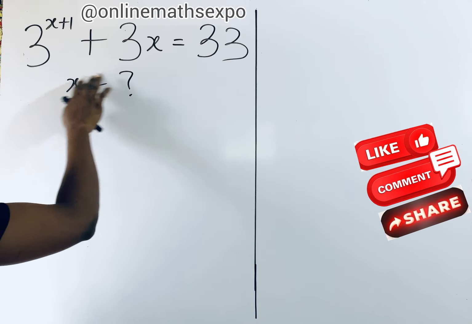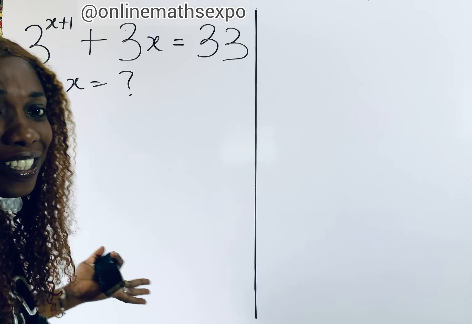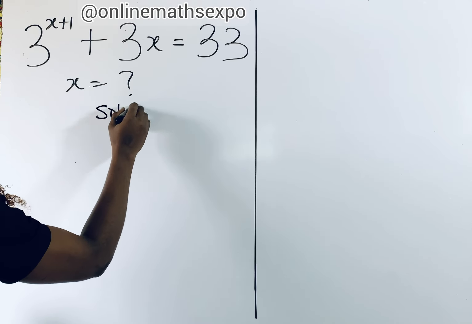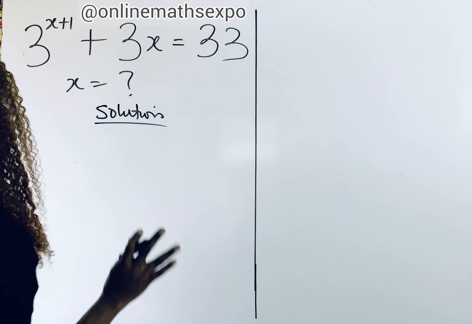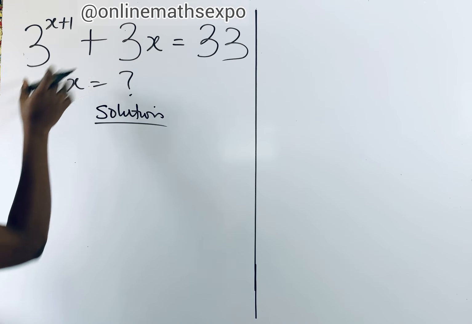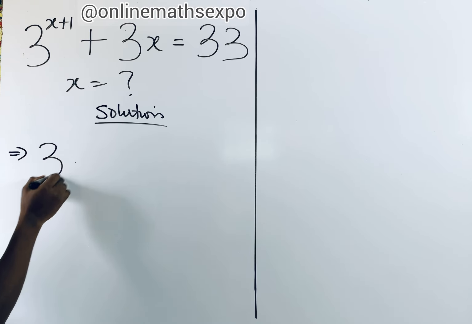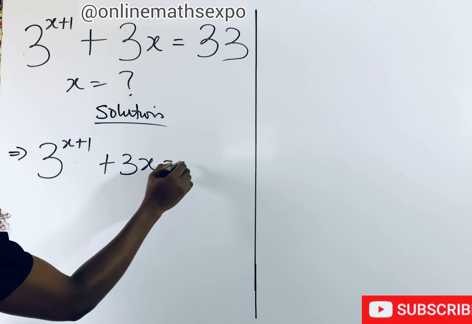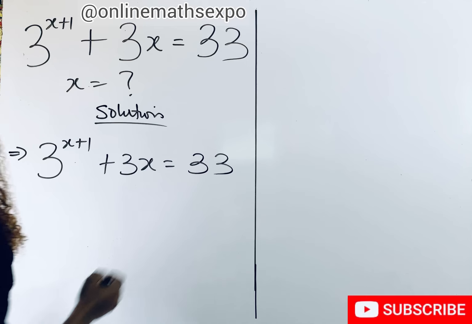So this is what we are given. You'll be like, where do you start from? I'm going to simplify it, okay? So we're going to begin this with solution. Now what do we do? Let's repeat what we have. We have 3 to the power of x plus 1 plus 3x is equal to 33.